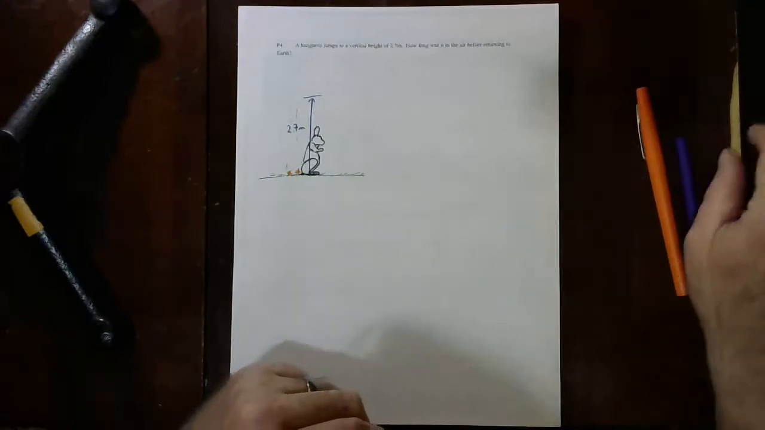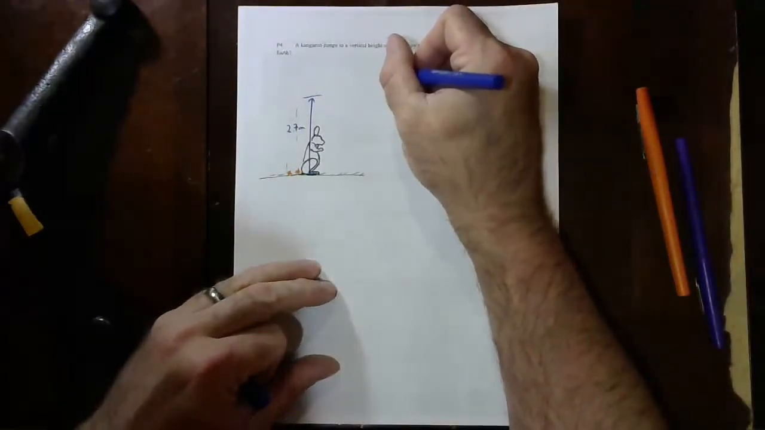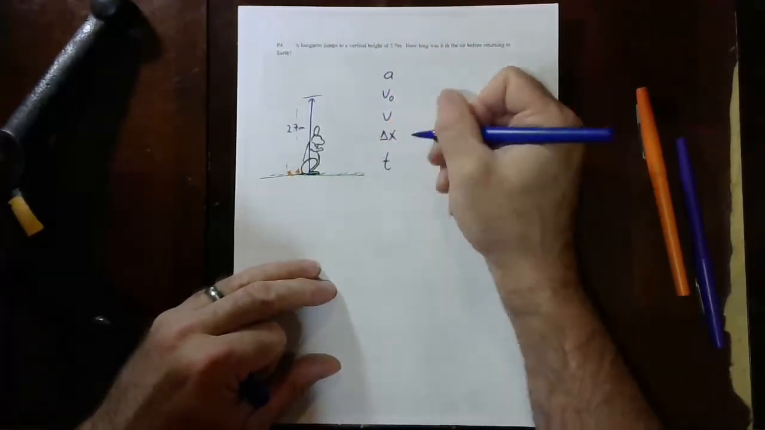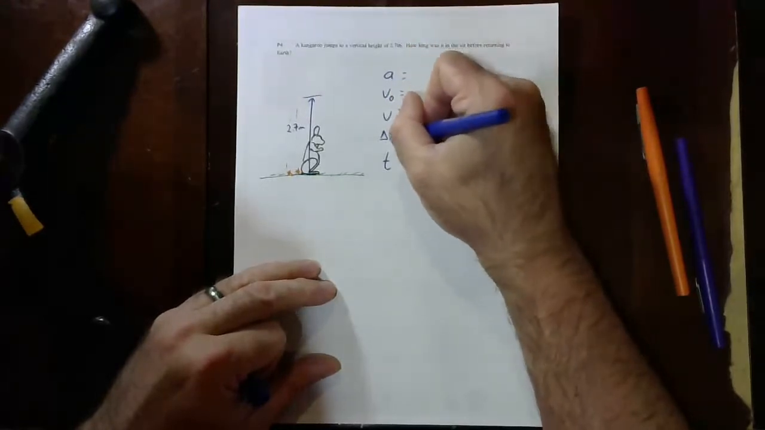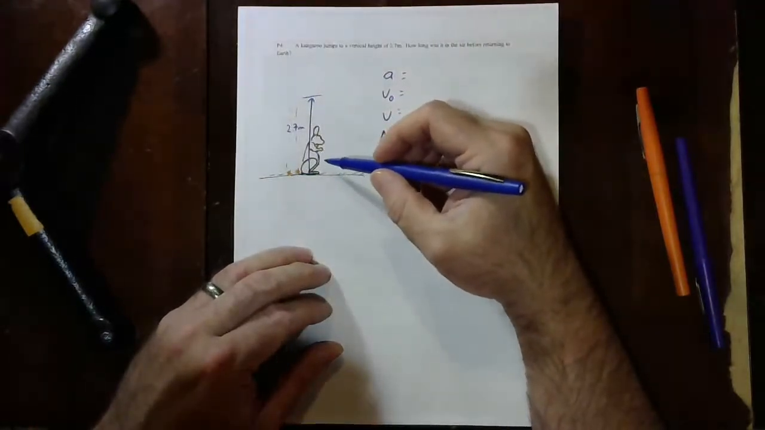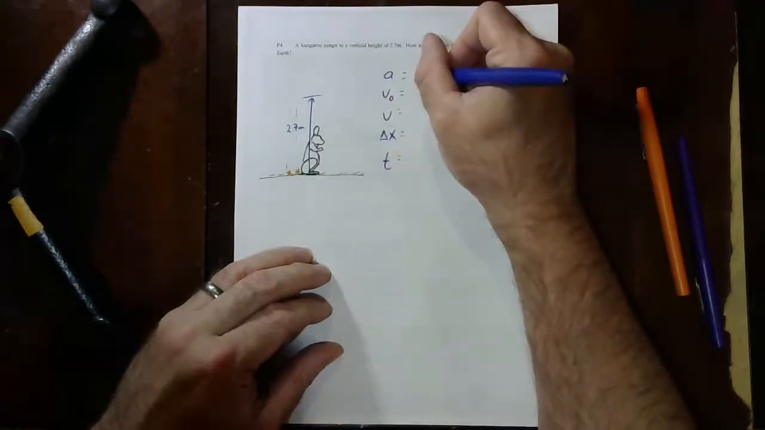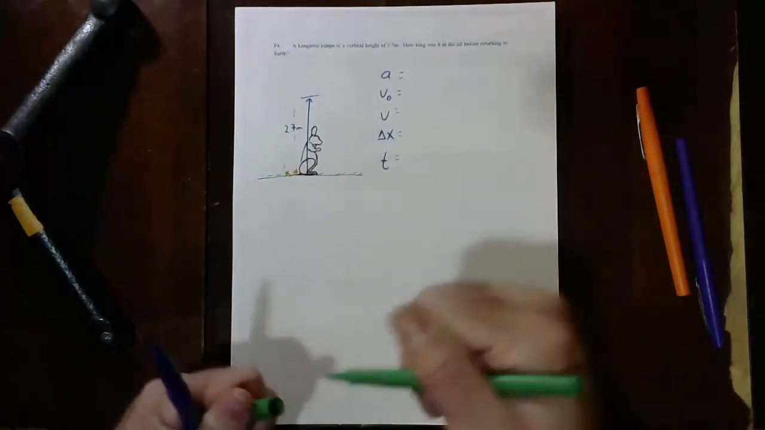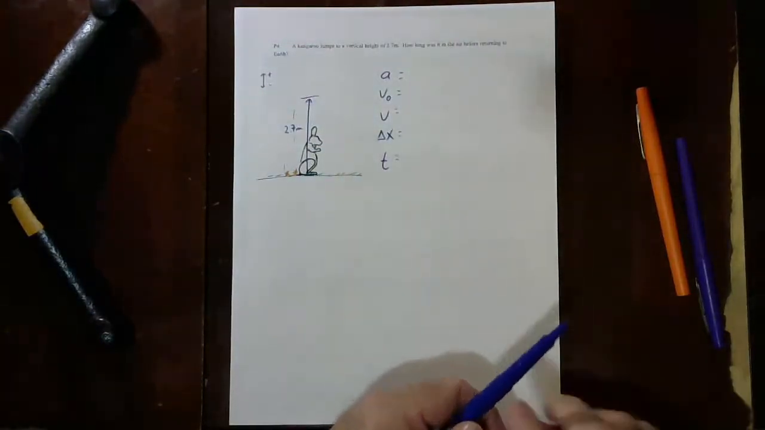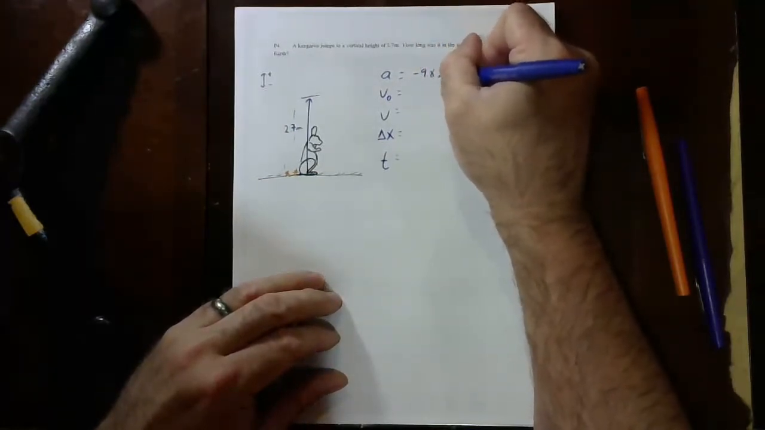So let's go ahead and list out our motion variables, our kinematics variables. A, V naught, V, displacement, and time. And you say, all right, we know that once the kangaroo leaves contact with the ground, the only force acting on it will be gravity. And so we can say the acceleration. And again, I'm going to go ahead and label my coordinate axes, and I'm going to choose to call up positive, down negative. And so we know the acceleration is going to be a negative 9.8 meters per second squared.